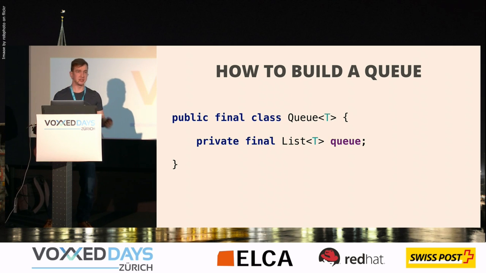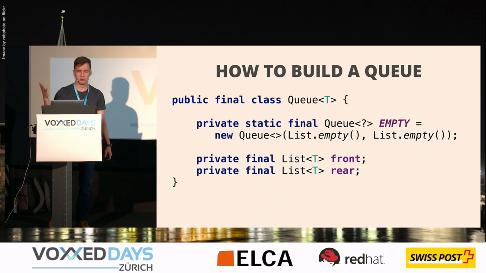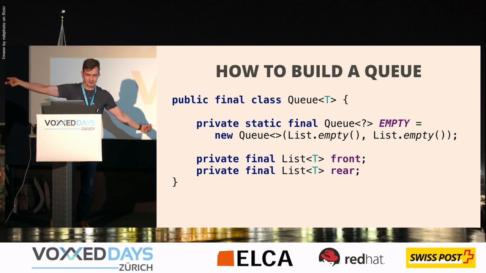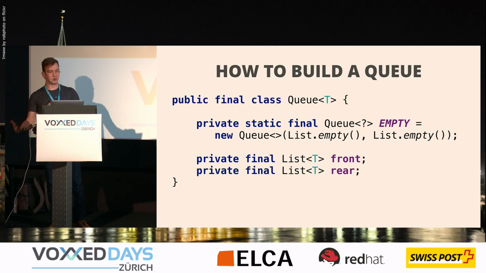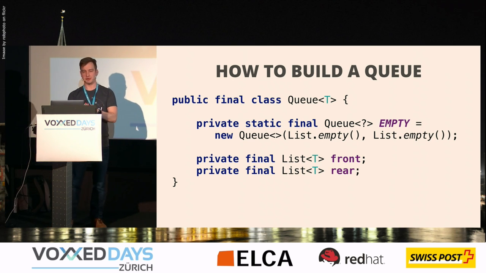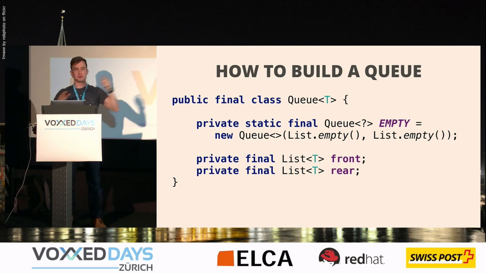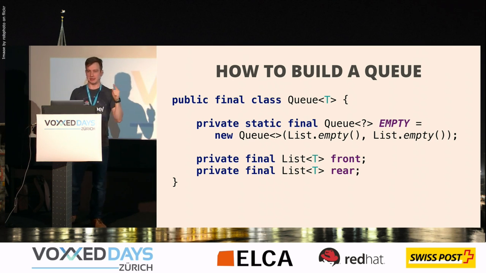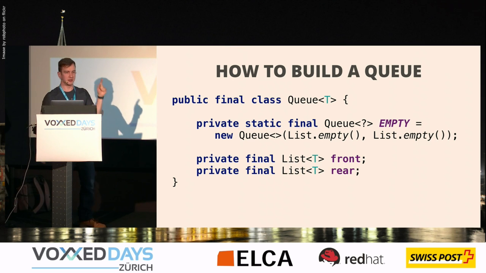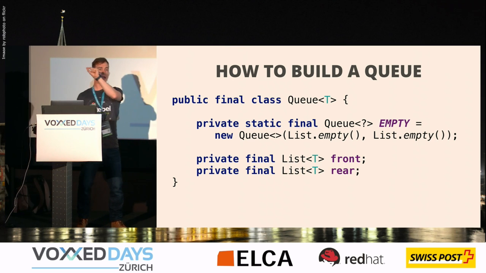And since the only thing that you have is a list, what you do, you implement a queue by using two lists. So we will have a queue that is represented by two lists. One is the front, and the other one is the rear of the queue. And the trick will be that the front list is in order as we assume.